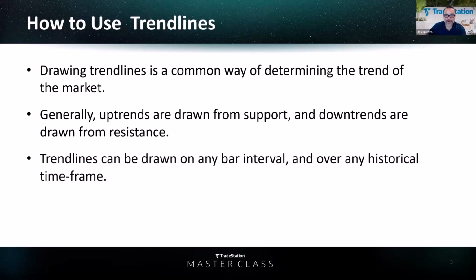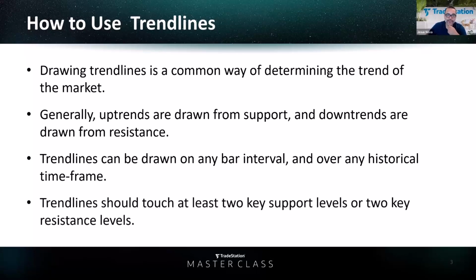They can be drawn on any bar interval and over any historical time frame. So these strategies that we're going to talk about today can be used on any time frame. If you're a long-term trader, if you're a short-term trader, if you're a day trader, whatever the case may be, these strategies can adapt. And trend lines should touch at least two key support levels or two key resistance levels. Whenever a trend line touches multiple points, of course, it becomes a stronger trend line. So that's the reason why that last bullet point says that a trend line should at least touch two key points on the chart.